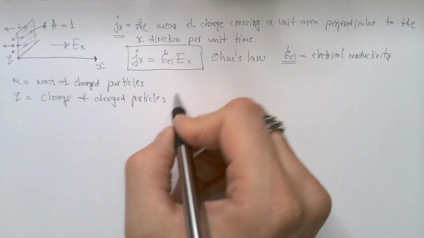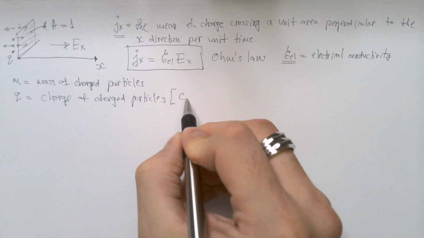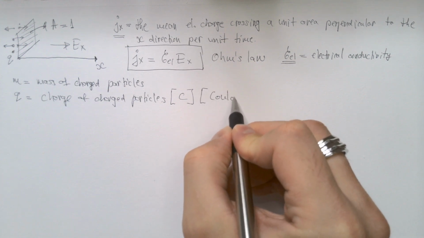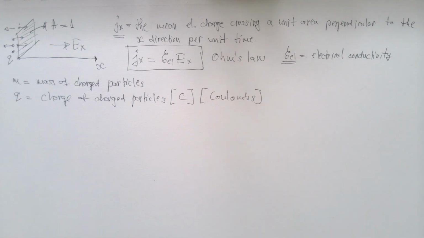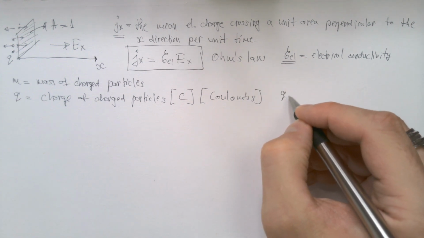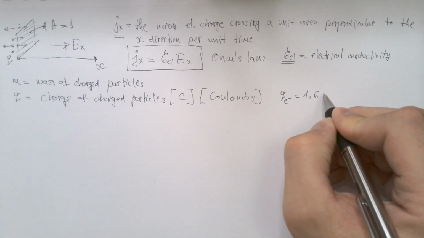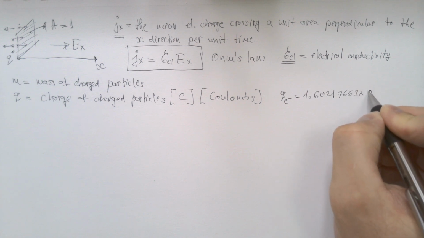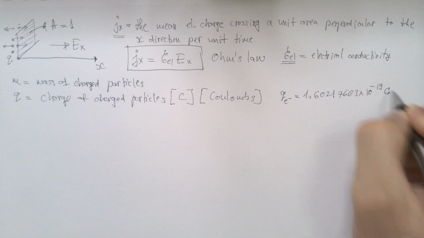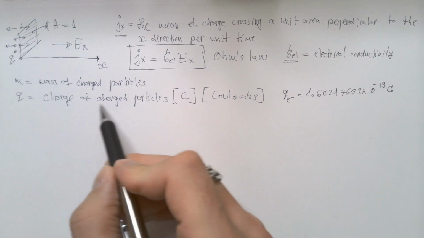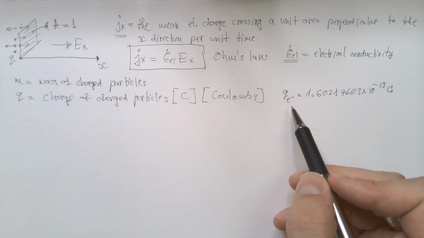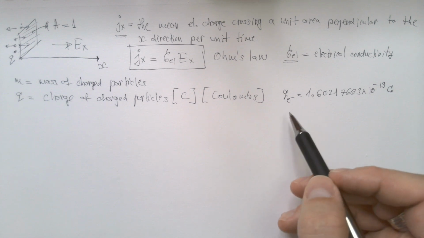The unit of charge in the SI system is the coulomb. As a reference, the electric charge of an electron is 1.60217663 times 10 to the power negative 19 coulombs. In the case of an ideal gas, these charged particles do not have to be electrons, and most often they are not electrons, they are positive or negative ions. An ion is an atom or molecule that has a net positive or negative charge.